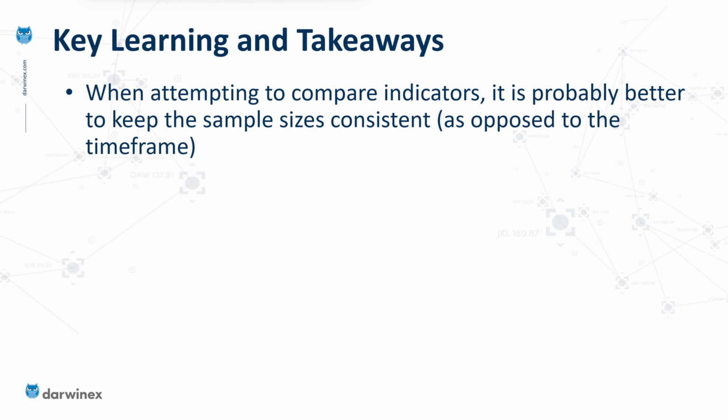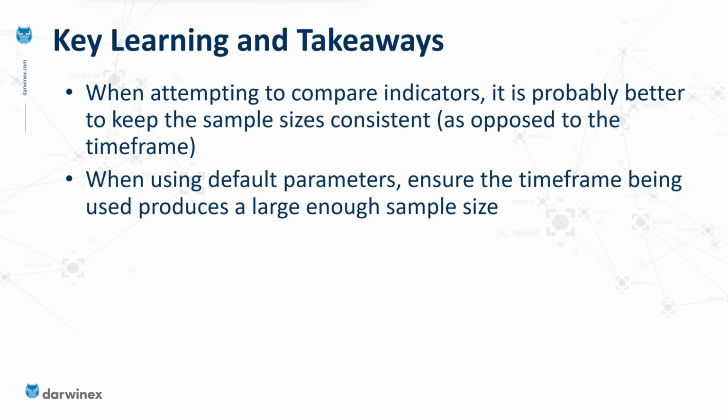So let's look at a few key learning and takeaway points here. Now, the first one is the realization that I had last time, which is when attempting to compare two indicators, it's better to have the sample sizes consistent as opposed to the time frames. And when doing that, as you've seen, we were able to perform a much better comparison. Next, when using the default parameters on any indicator, which is what we've done all the way through this analysis, ensure that the time frame you use to run that analysis on produces a large enough sample size. And of course there, what we're looking for is acceptable statistical significance.